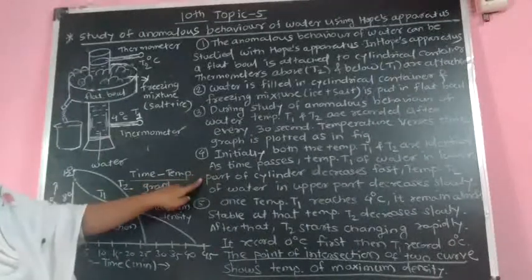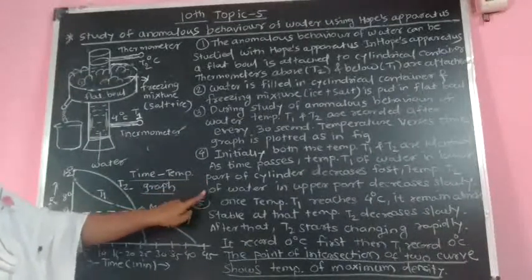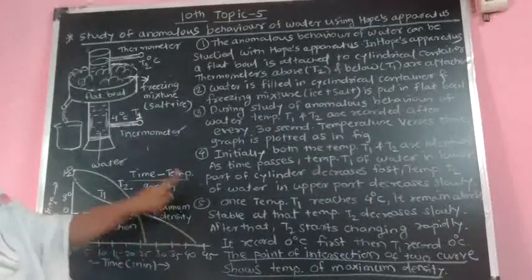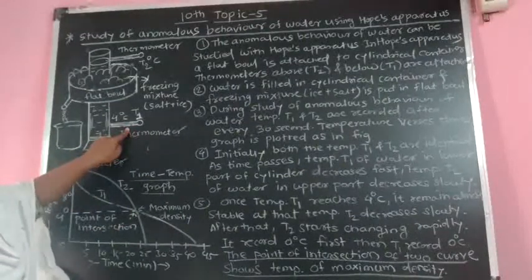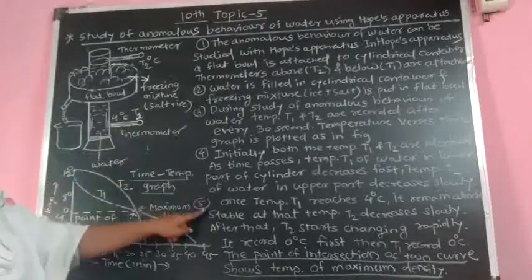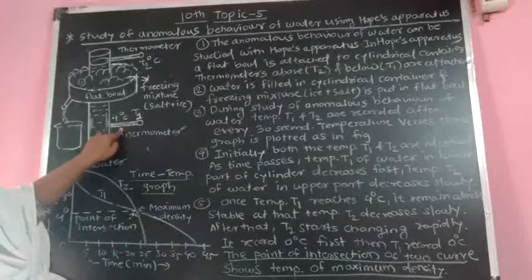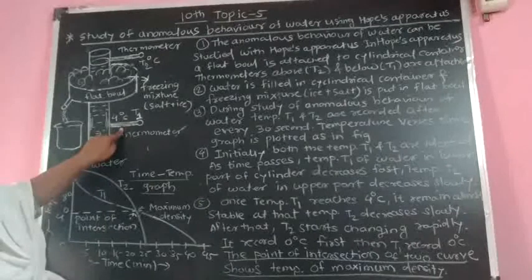As time passes, temperature T1 of water in the lower part of the cylinder decreases fast. Temperature T2 of water in the upper part decreases slowly. Once temperature T1 records 4 degrees Celsius, that is, when the temperature in T1 decreases fast and comes to 4 degrees Celsius, it remains almost stable. That is, this temperature remains as it is for some time. It does not immediately come to 3 degrees Celsius, 2 degrees Celsius. It does not decrease. It remains as it is at 4 degrees Celsius.